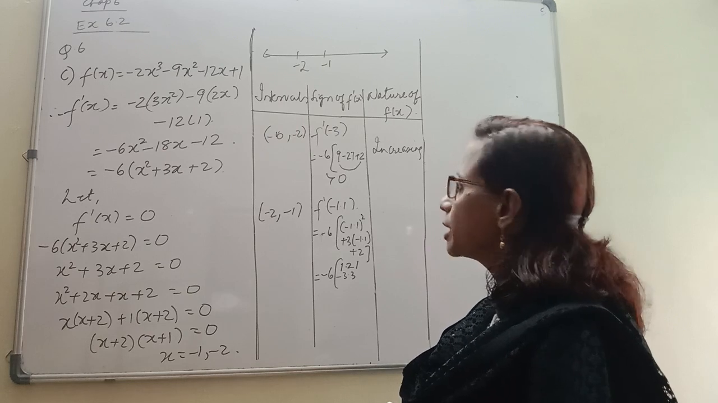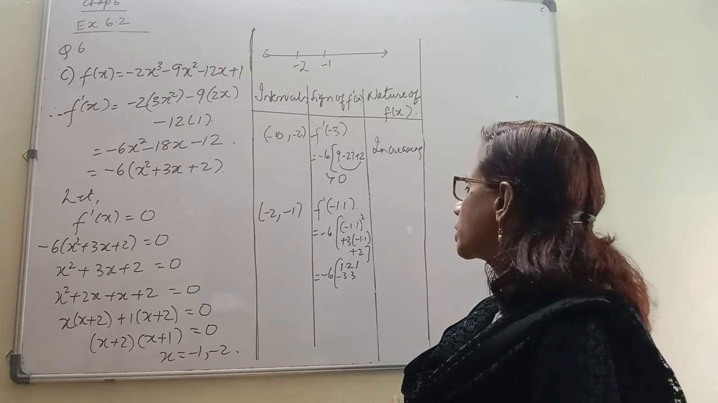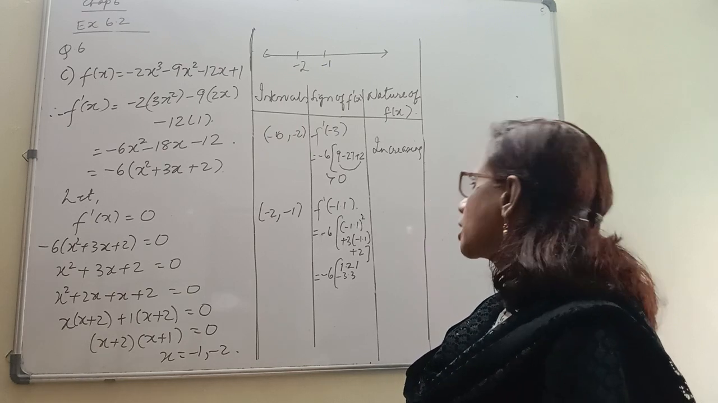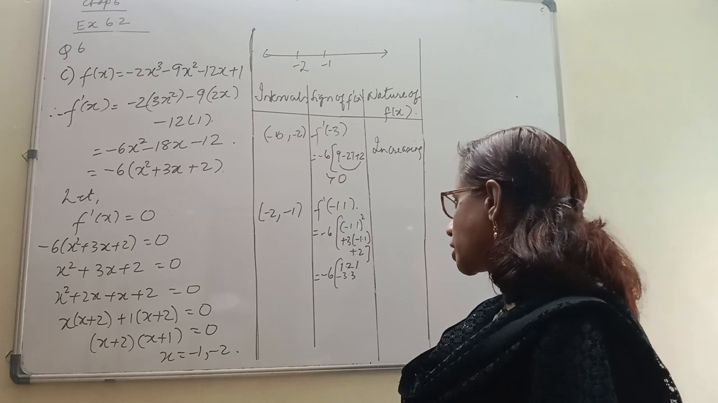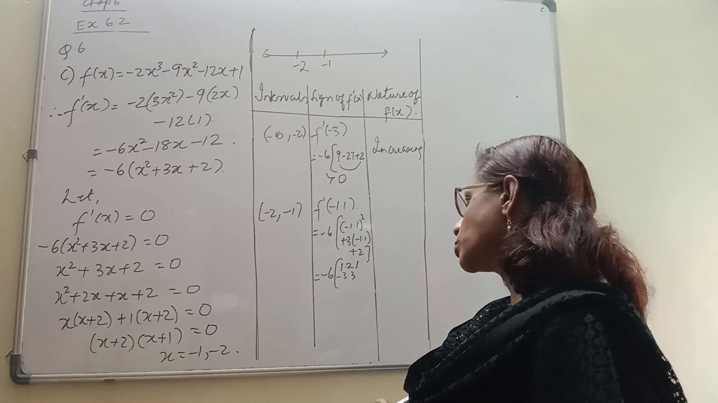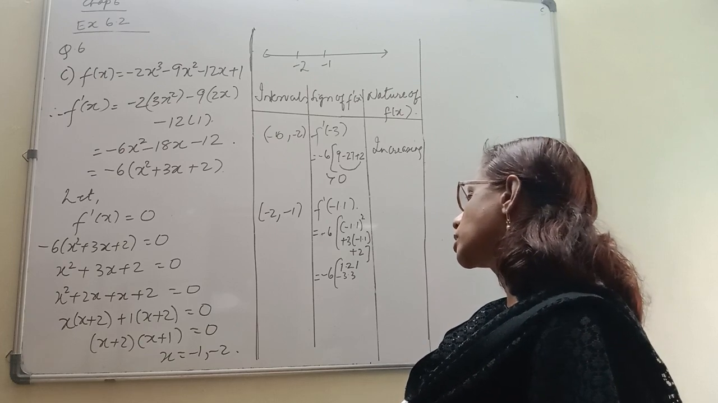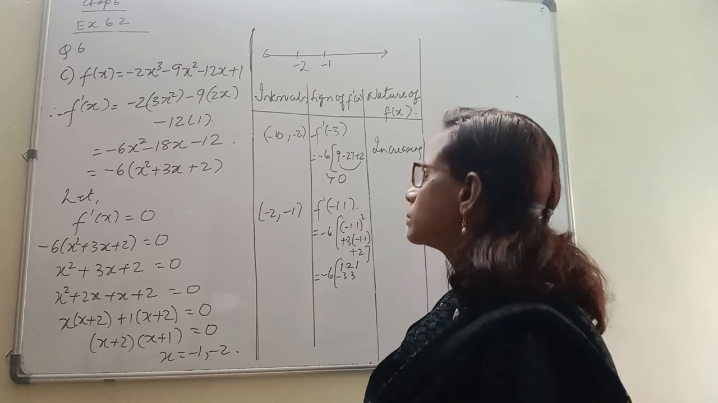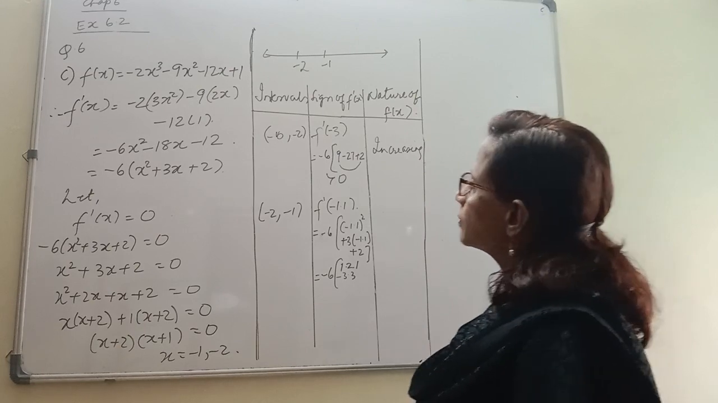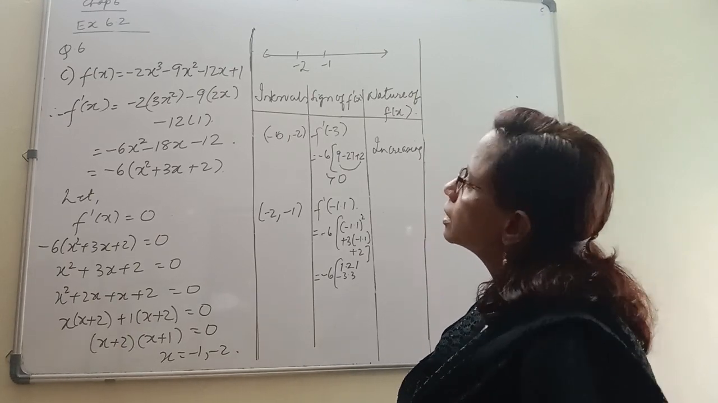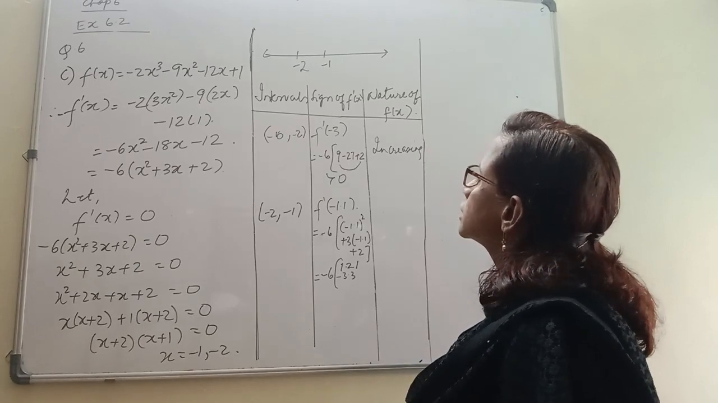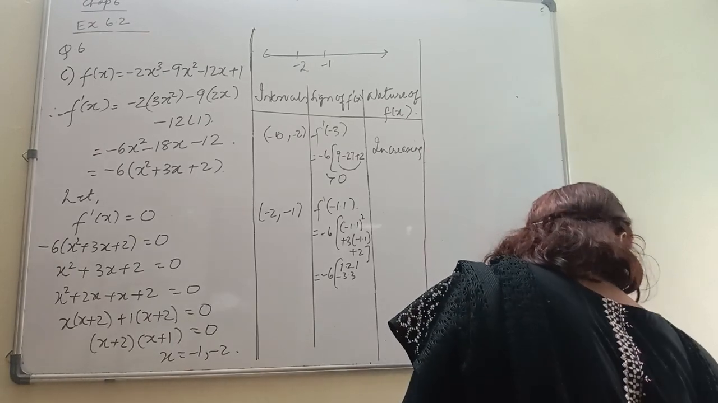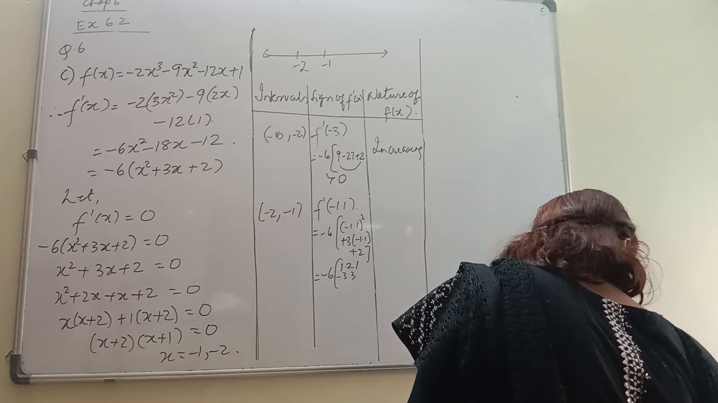Let me check once again. Minus 1.1 squared is 1.21. 3 into minus 1.1 is minus 3.3 plus 2. So correct. So let me check the previous one whether it is correct. Yes. So let's check now how it is.